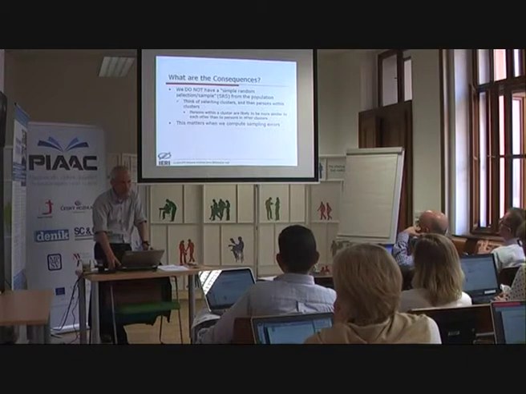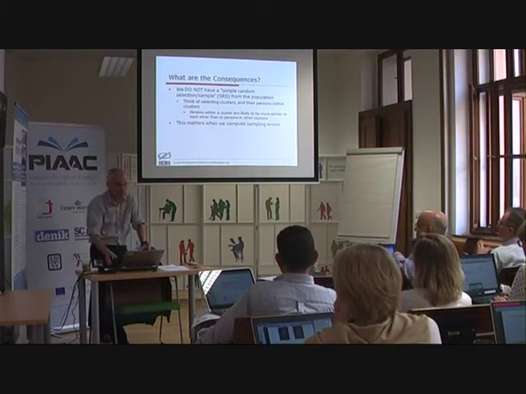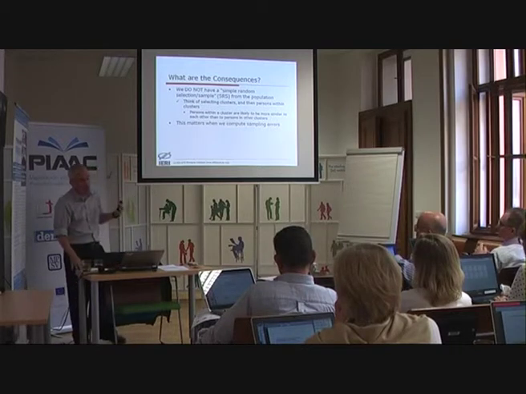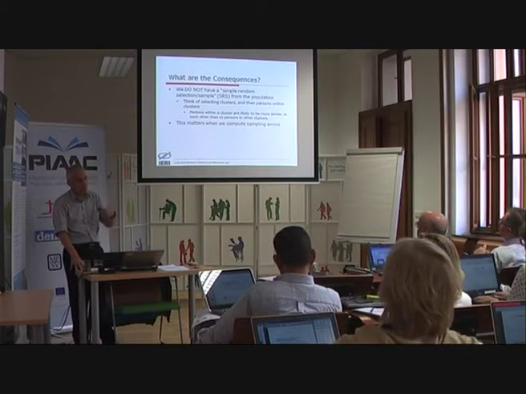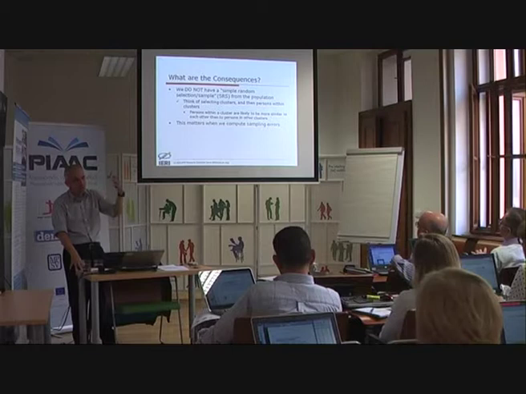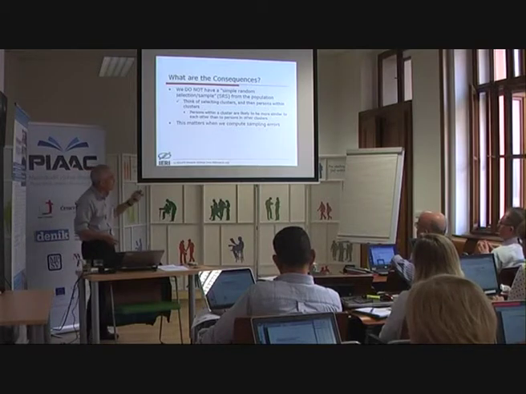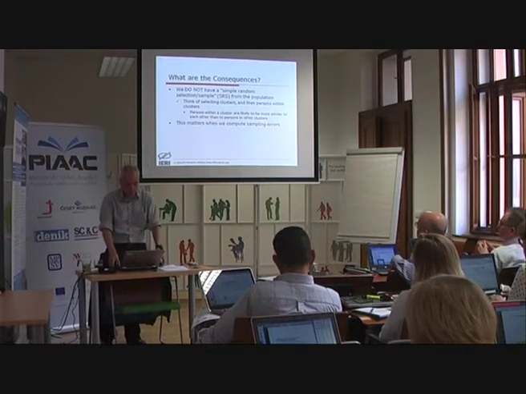Questions about this? Is it clear what we do? So the consequence is that we do not have a simple random selection of people. We have a random selection, but it's not simple random. So we stratify, we do systematic selection, and then we select clusters, and within those clusters we select multiple people. And this matters when we compute sampling errors.